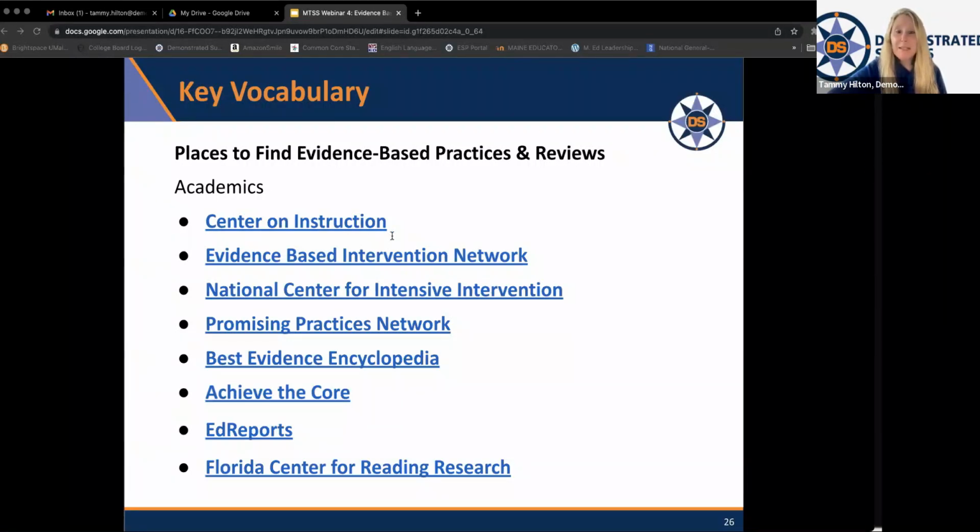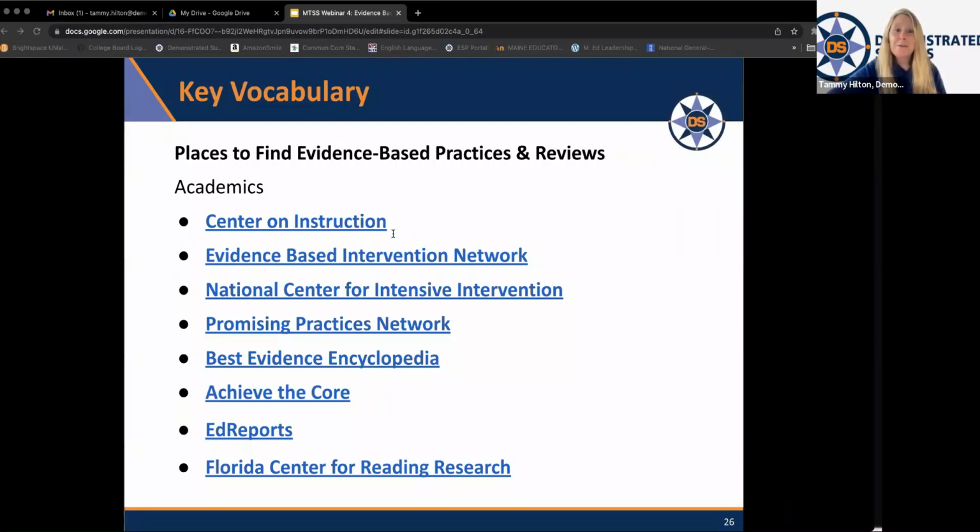The Promising Practices Network will look at early intervention in reading, and then it will also look at mathematical programs, behavior things, etc. So this one kind of fit all aspects. The Best Evidence Encyclopedia, this comes out of Johns Hopkins University. This is a great one for K-12.